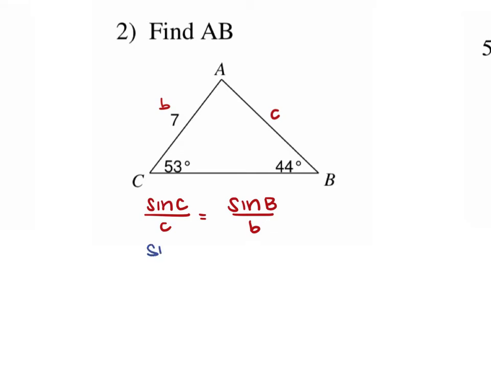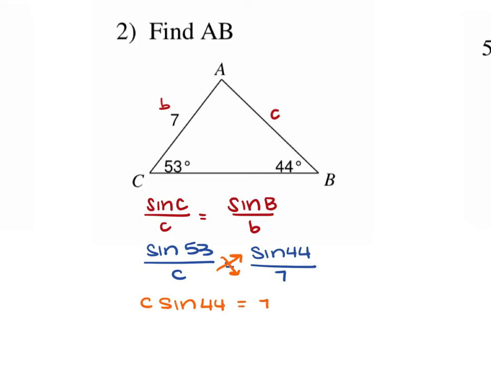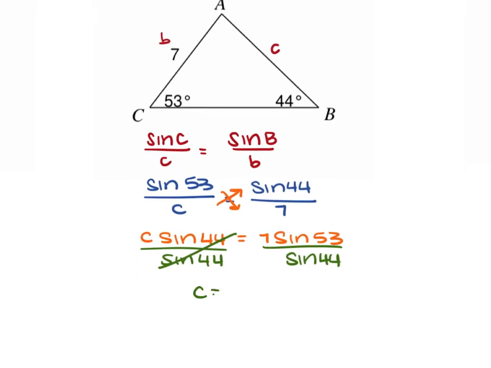Plug in your values. The angle C is 53 degrees over the side length C, which we're finding. Sine B, the angle B is 44, so that's sine 44 degrees over B, which is 7. Cross multiply. We have C sine 44 is equal to 7 sine 53. We're going to divide each side by the sine 44. Cancel out, and C is going to equal, use your calculator, 7 sine 53, close your parentheses, divided by sine 44, close those parentheses. You get 8.04, so on. We're rounding to the nearest whole number, so that's going to be 8.